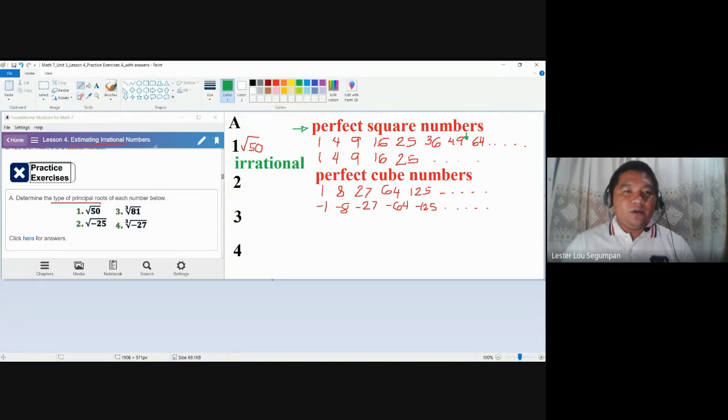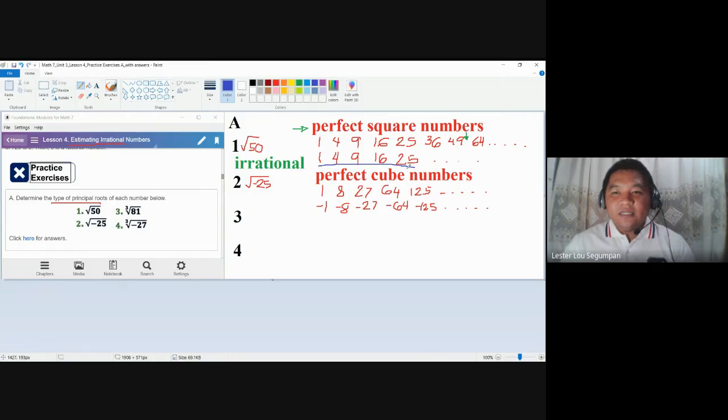Number 2, you have the square root of negative 25. Again, it talks about principal square roots. So in short, we are going to look at the perfect square numbers. But observably, there are no perfect square numbers in the form of a negative value, or there's no negative valued perfect square. Even the perfect square of negative numbers will result to a positive number.